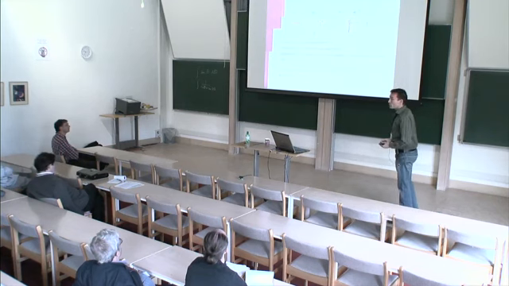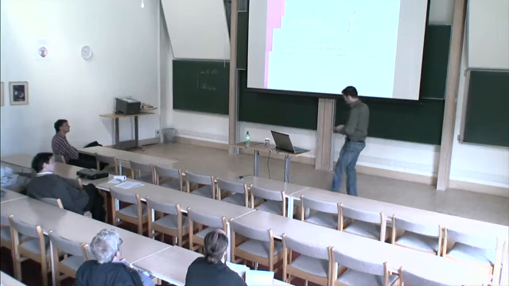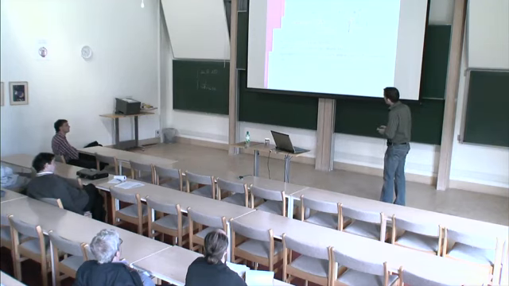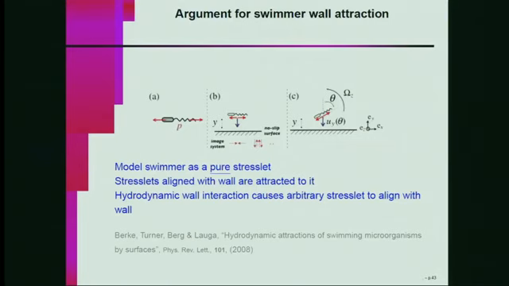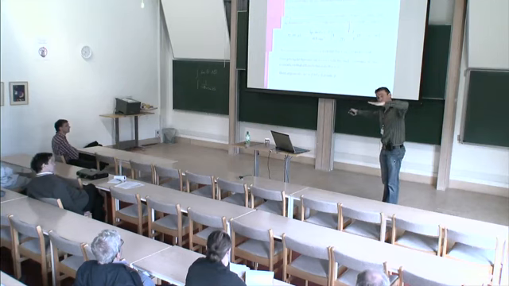Those authors decided to put forward the following explanation. They said that they can't help but do that because there's a hydrodynamic reason for it. Swimmers are normally approximated by stresslets, which are like force dipoles, so you've got force, minus force. These authors looked at what happens to a stresslet near a wall. The nice thing is you can use a method of images here, and they argued that if you're a stresslet that's aligned with the wall, you will be attracted to it. If you're a stresslet that isn't aligned with the wall, this is the angular velocity that you'll experience, and therefore you will always tend to get aligned with the wall, and hence attracted to it.